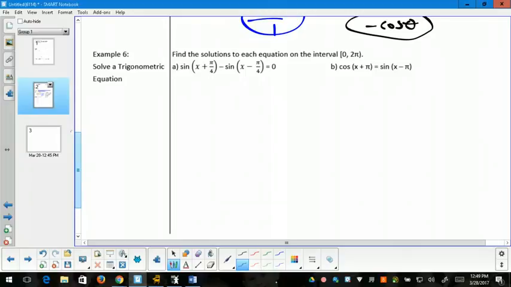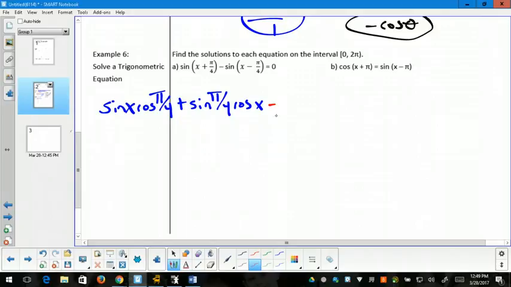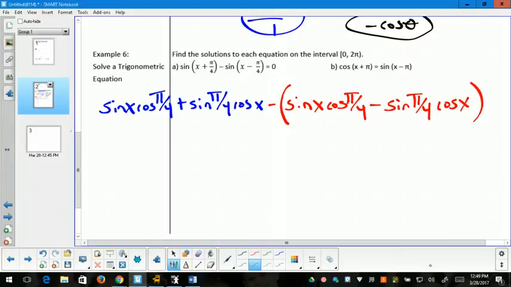So for letter A, I have sine of this. So I'm going to rewrite this as sine of x cosine of pi over 4 plus sine of pi over 4 times cosine of x. And then I've got to be careful because I'm just going to write across the whole screen and erase it. Minus the entire thing. So this is sine of x cosine of pi over 4 minus sine of pi over 4 cosine of x. So I have to simplify what's in parentheses, and then I have to distribute the negative. If you choose to, you can distribute the negative first. I'm going to simplify what's in parentheses first.